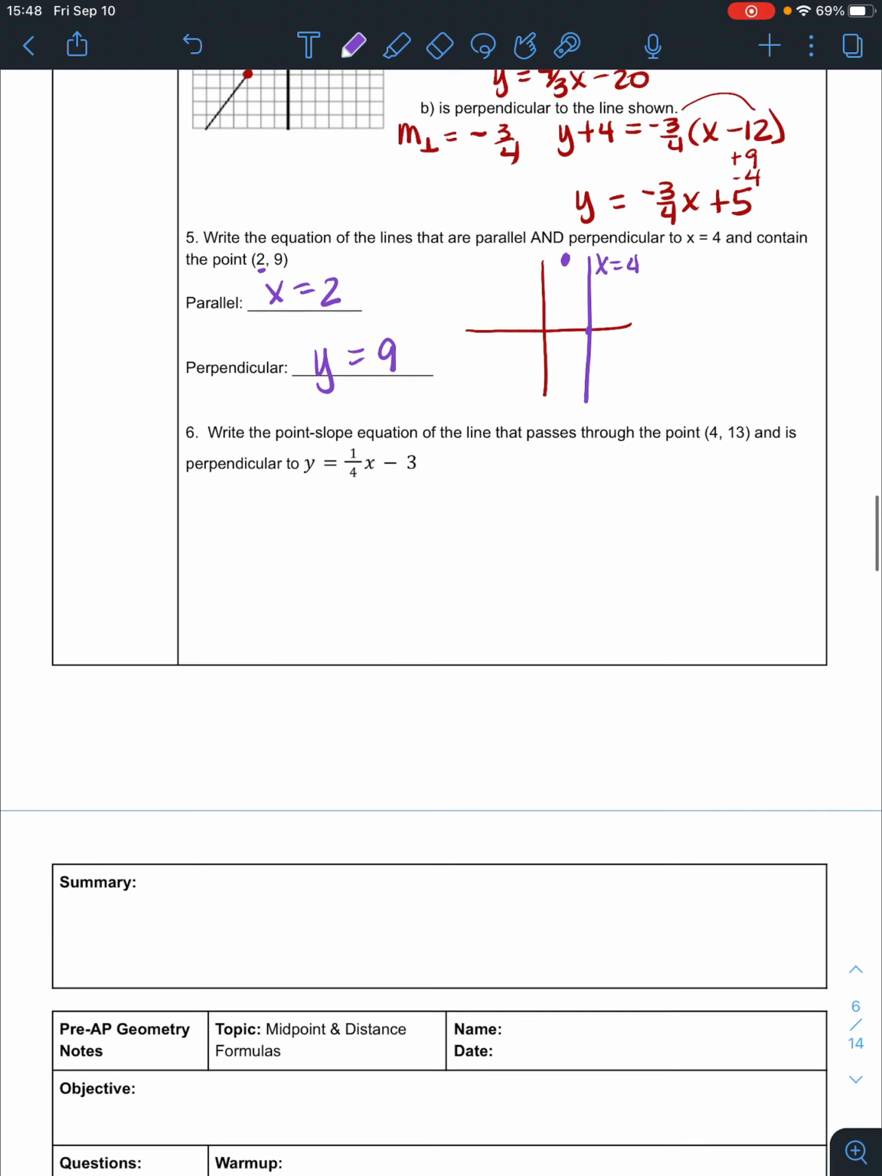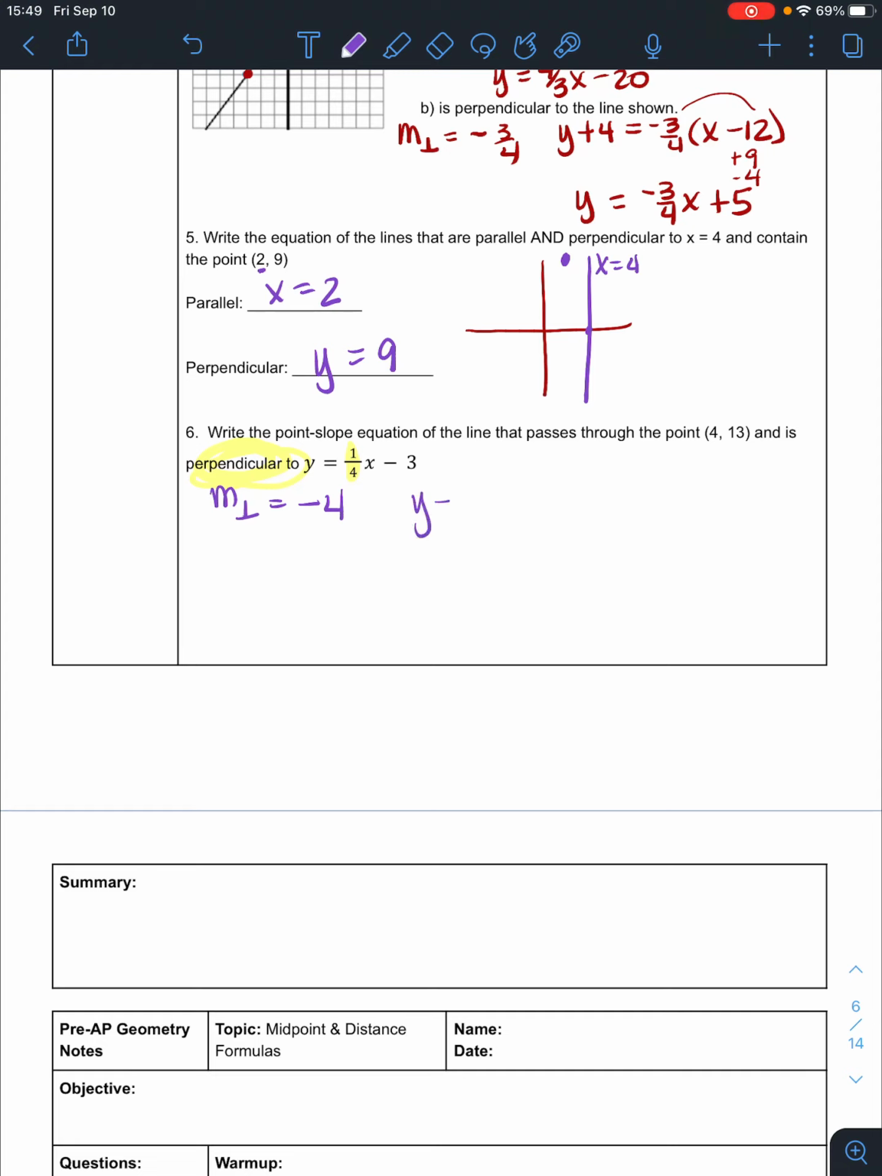Okay. Then our last one, write the point slope equation of a line that passes through the point 4, 13 and is perpendicular to y is equal to 1/4 x minus 3. So we got to get my slope from somewhere. I have my point. Your slope is 1/4. I want to be perpendicular to that. So the perpendicular slope is opposite, which would be negative 1/4. The reciprocal of that is 4.